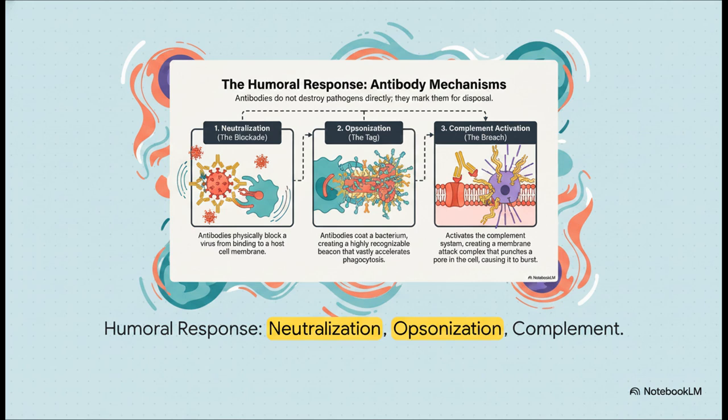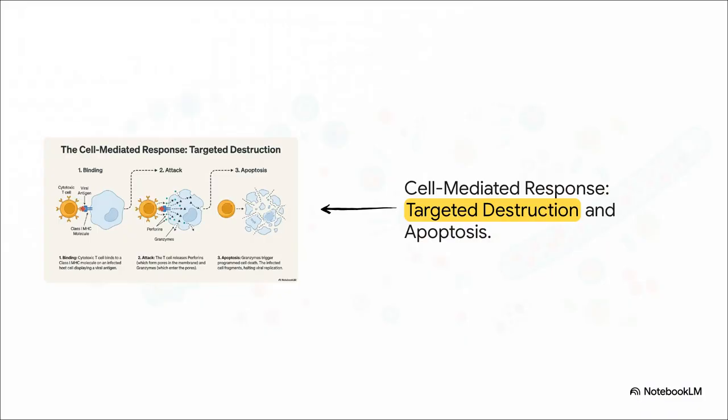A really common misconception is that antibodies kill pathogens directly. They actually don't. They're basically molecular tags that mark the enemy for disposal. They can physically blockade a virus from binding to a host cell, a process called neutralization. They can coat a bacterium in a process called opsonization, creating a beacon that massively accelerates phagocytosis. Or they can trigger the complement system, which literally punches structural pores into the foreign cell, causing it to just burst.